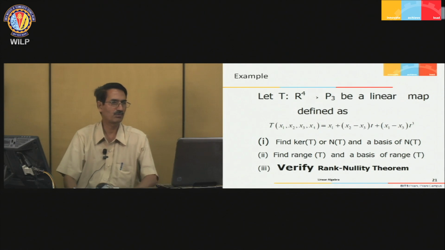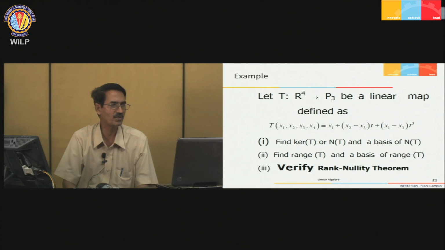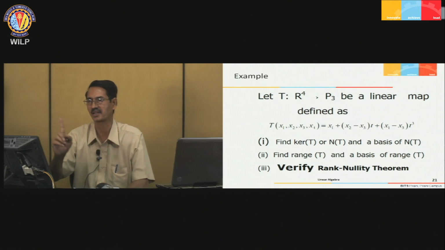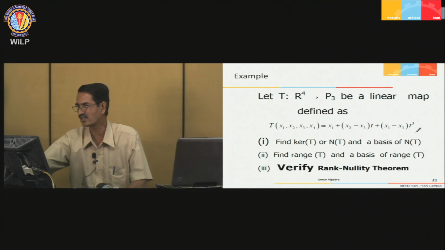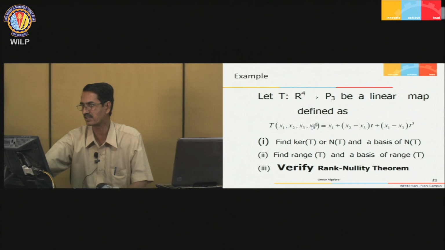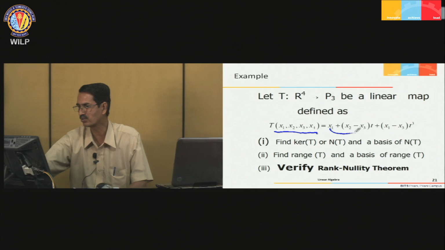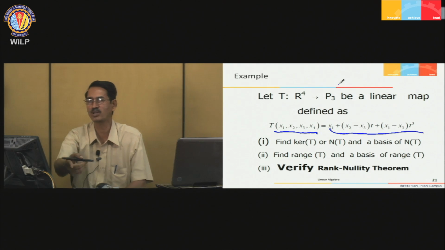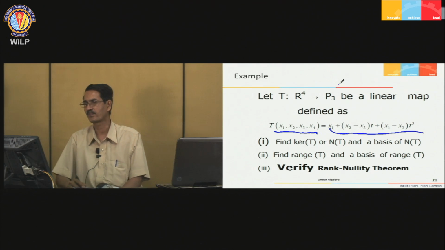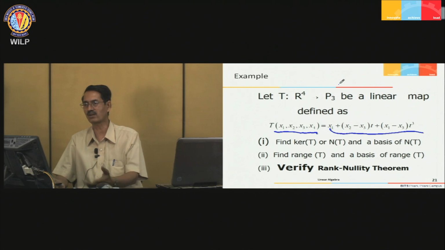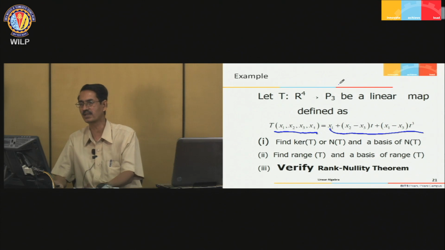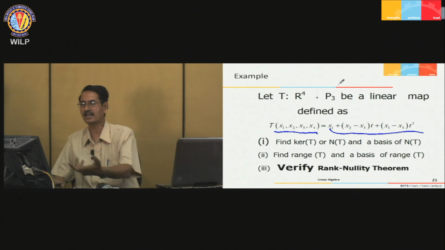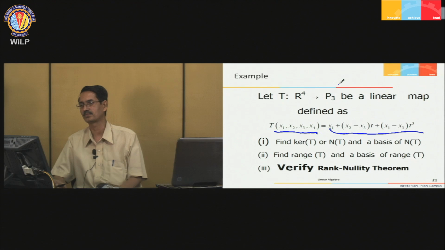Let us see this example. Now here T is a linear transformation from R4 to P3, defined in this fashion: T of x1, x2, x3, x4, because this is coming from R4 and its output is going in P3, the set of all polynomials of degree less than or equal to 3. Then find kernel of T or null space of T and the basis for null space of T, find range space of T and the basis for range space of T, and see that rank nullity theorem holds.